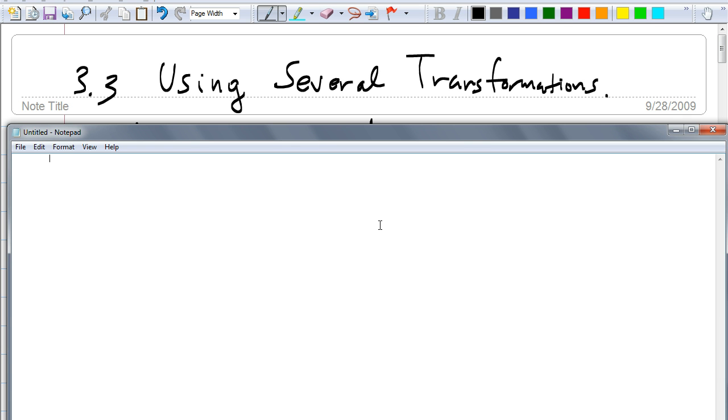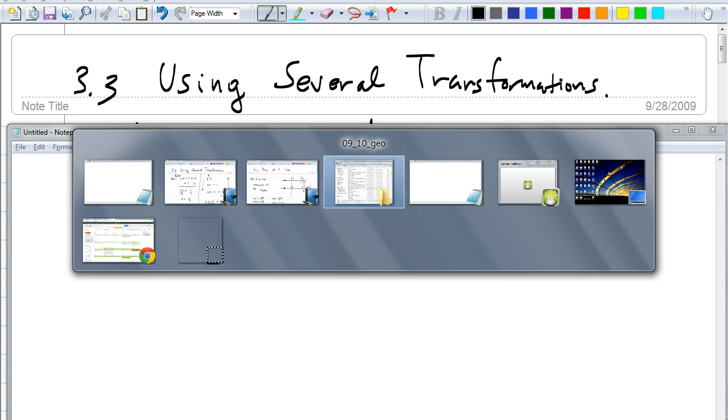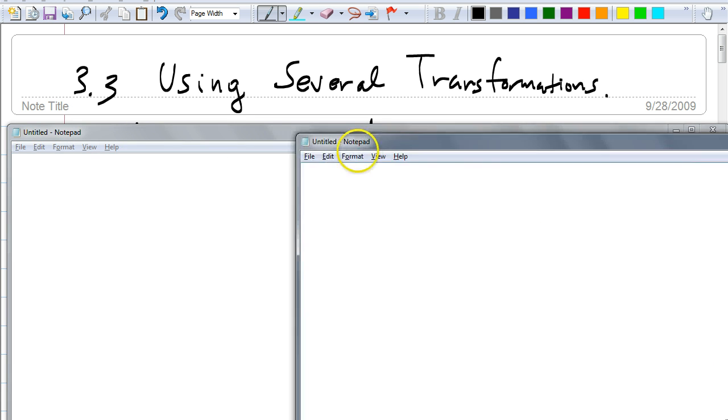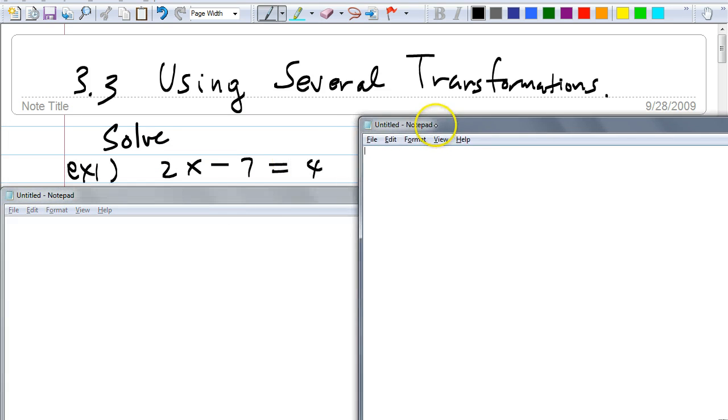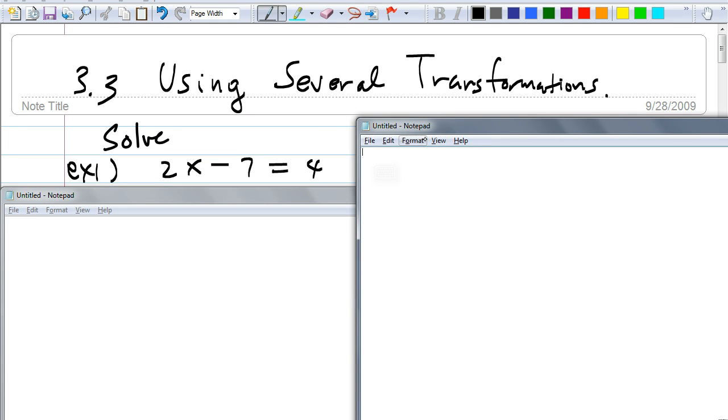Do I like subtraction and division? Not really, but could we use them? Yeah, it's fine. Okay, so here we go. So let's look at our first one. Here's our first equation: 2x minus 7 equals 4.